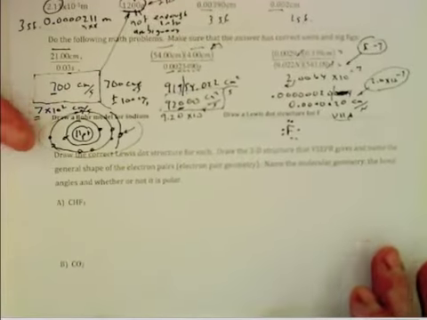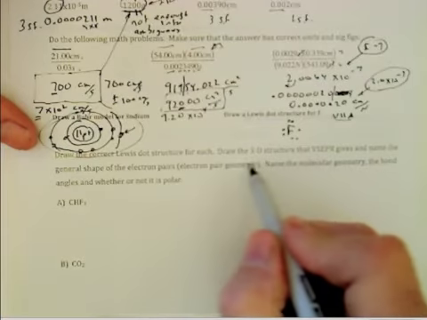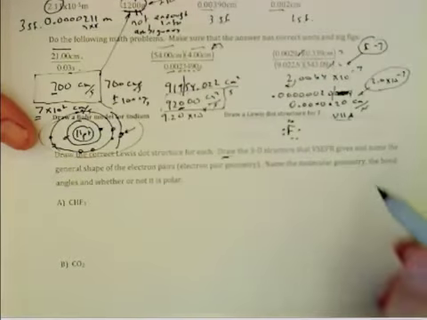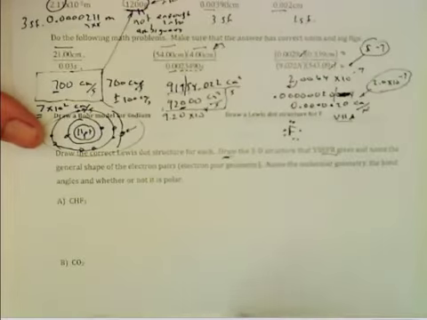Draw the correct Lewis dot structure for each. The 3D structure, try to draw, like we did on the board, the 3D structure, and name the electron cloud geometry and the molecular geometry. So what do we have to do here?